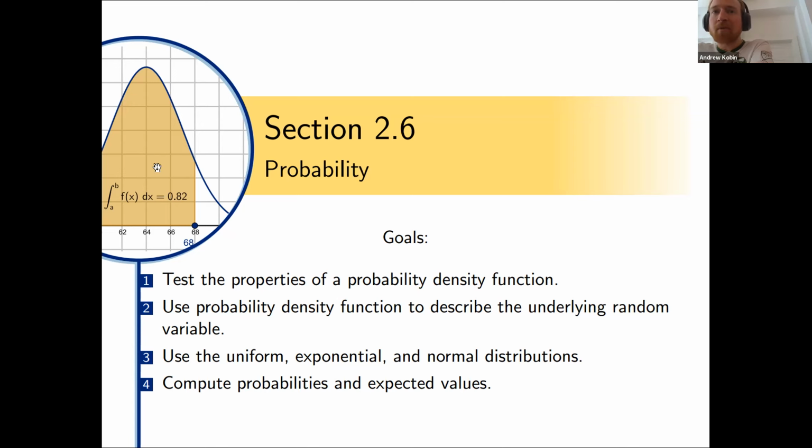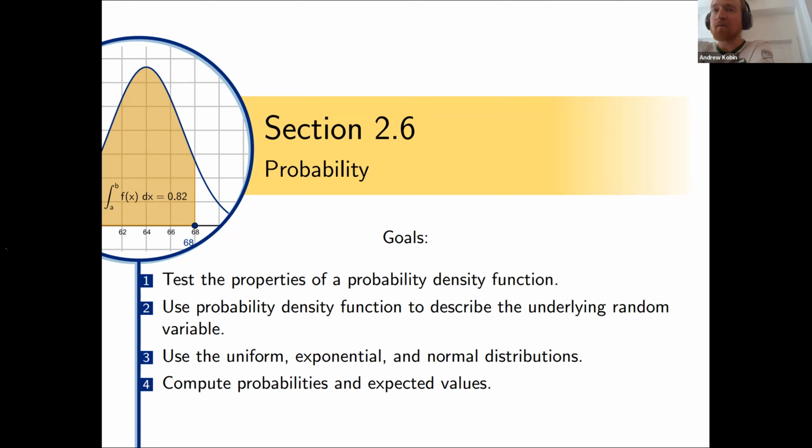You can see a little preview picture here of what's going on with using the area under a curve to approximate some value. And the value in this particular picture, 0.82, will represent some probability, about 82%. So already just in the preview, you can see there's going to be some fun calculus involved.